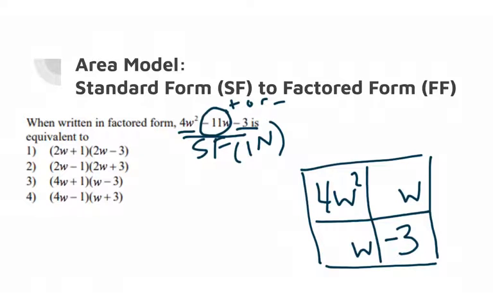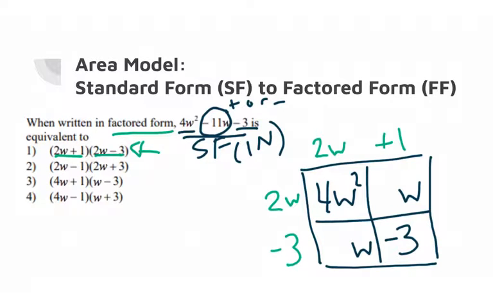So, they actually give us some options. I'm going to use those options, right? Because they're saying, hey, what's my factored form version of this? And I'm going to try putting those outside of the rectangle to see if they give me the original standard form. So I've got 2W plus 1 and 2W minus 3. I'm just putting each of these factors on the outside of my box.